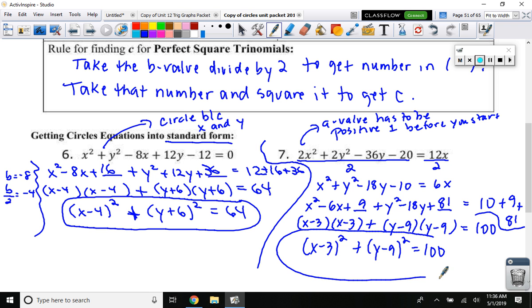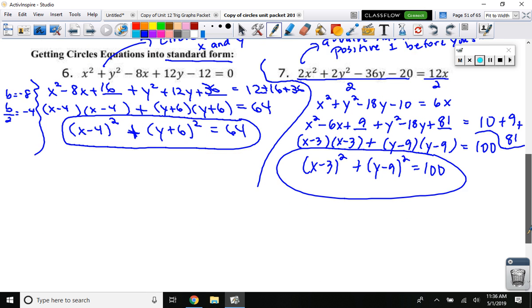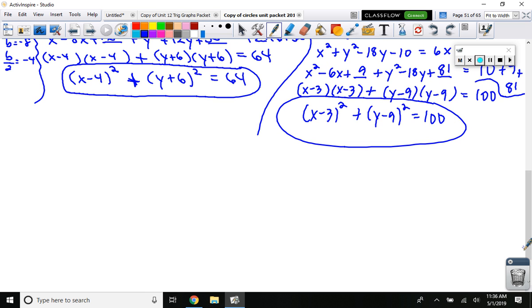What would be my center if they asked? 3, 9, and radius? 10. That's a nice circle. Okay, you guys try the next one on the back.